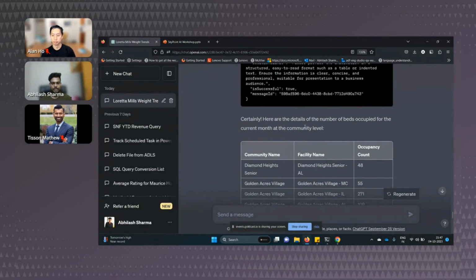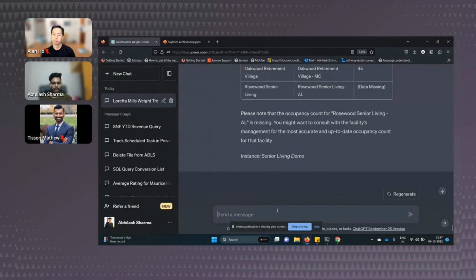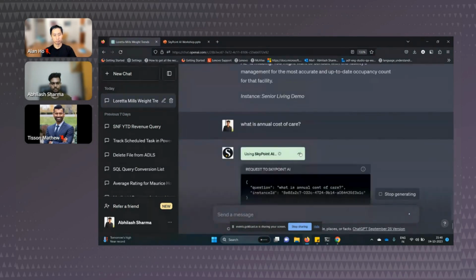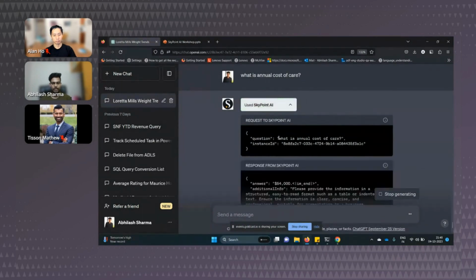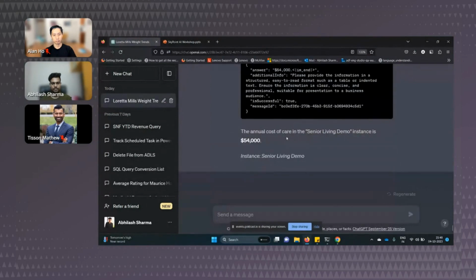So this is a structured data source example. Now if I want to query forecasting documents or historical documents for what is the annual cost of care, this is an unstructured example. Similar flow: it is passed to SkyPoint AI, which is doing the planning to figure out which data source can answer. So yeah, it has answered, it has fetched from one of the documents that the annual cost of care is 54K.